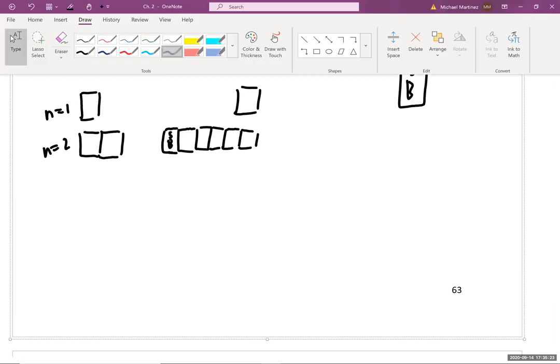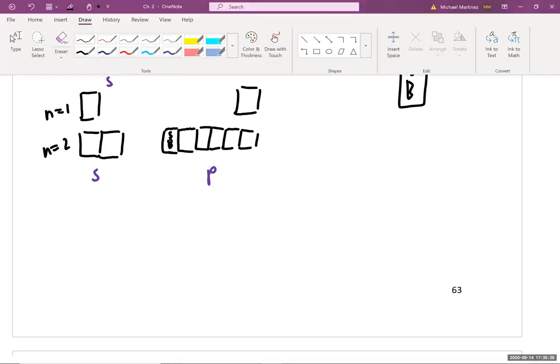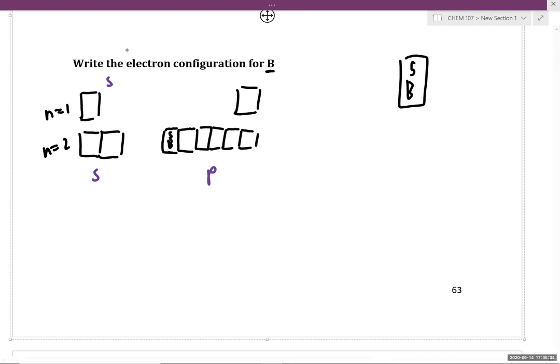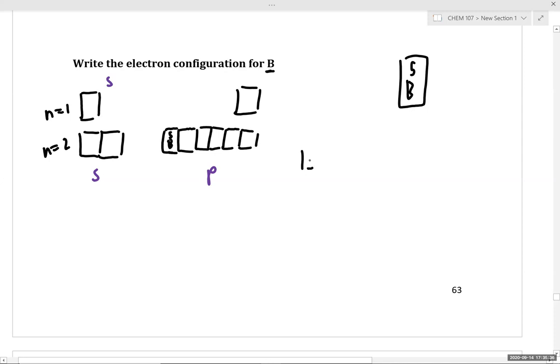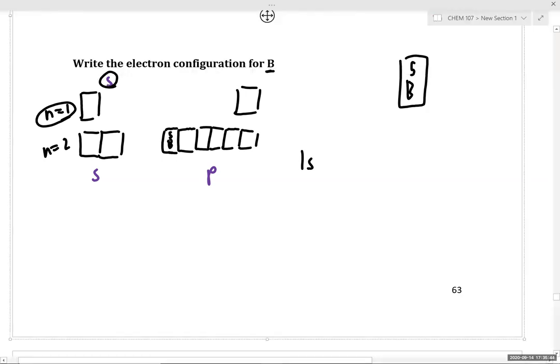So let me label each of these blocks. We have an S block and the P block. What we're going to do is start from the top of the periodic table and work our way down. Initially, we start out in our 1s block, the first row of the periodic table in the S block. Now, when we traverse the periodic table to reach boron, we move across the periodic table from left to right. As you see, we have 2 spaces in the first S block, so we filled it with 2 electrons.